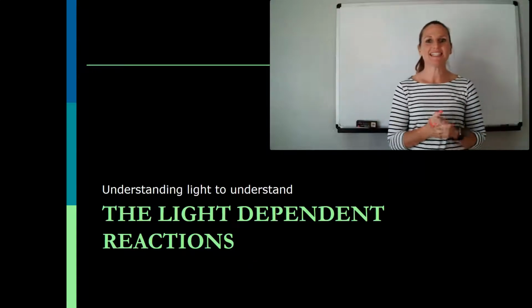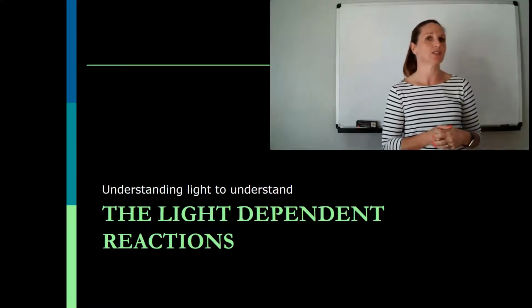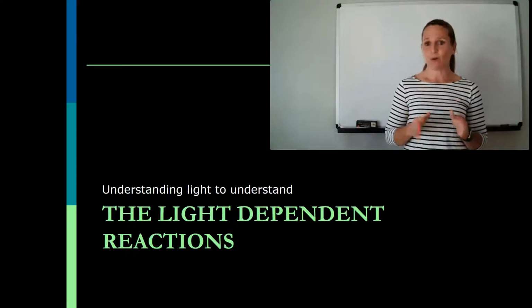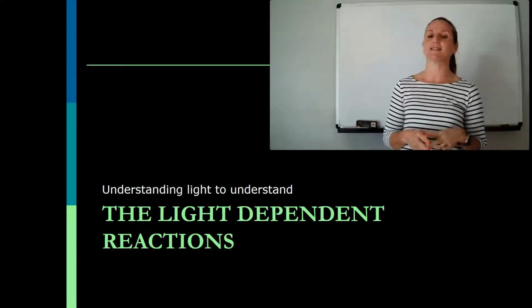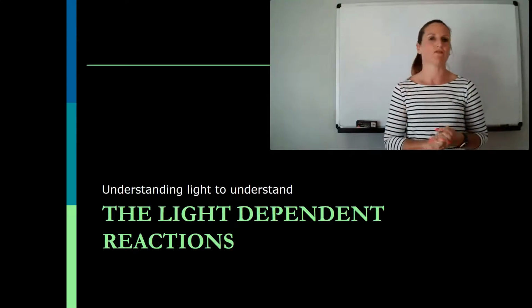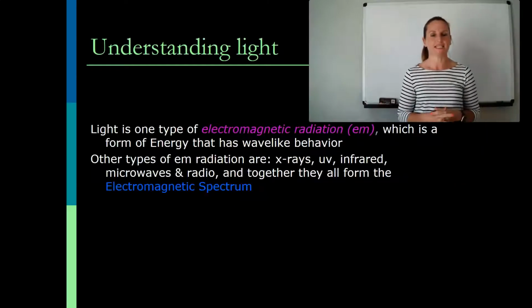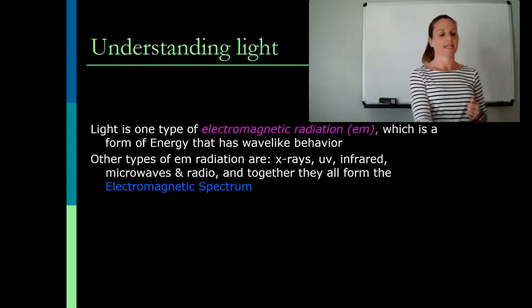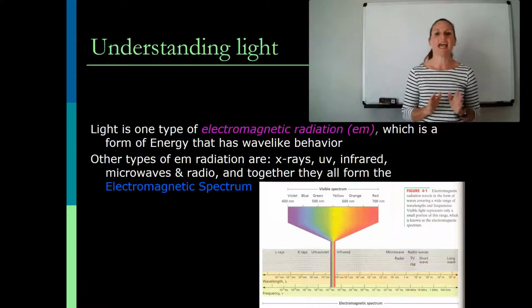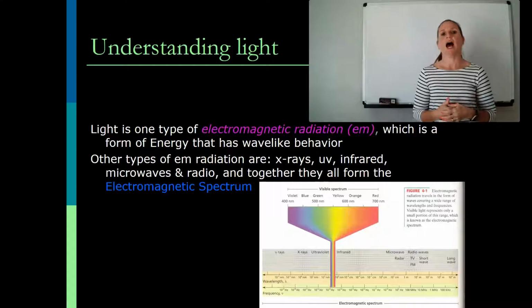So as you can see, today we are going to be talking about the light-dependent reactions of photosynthesis. And in order to understand the light-dependent reactions of photosynthesis, we need to start with just a short conversation on light. There are two main things that we need to understand about light before we can move on to photosynthesis. And the first one is that light is a type of electromagnetic radiation.